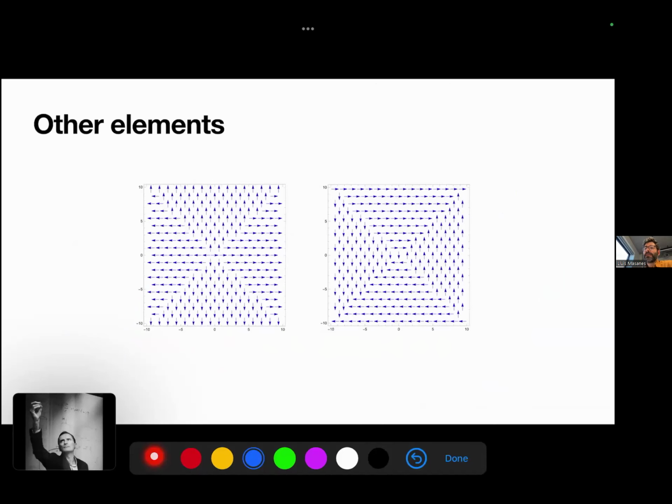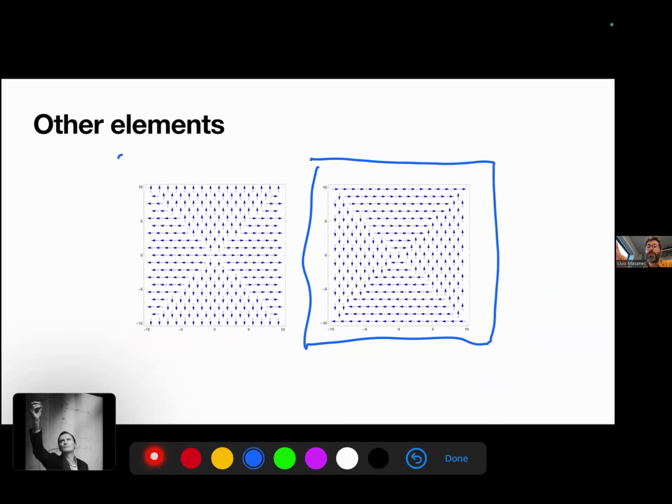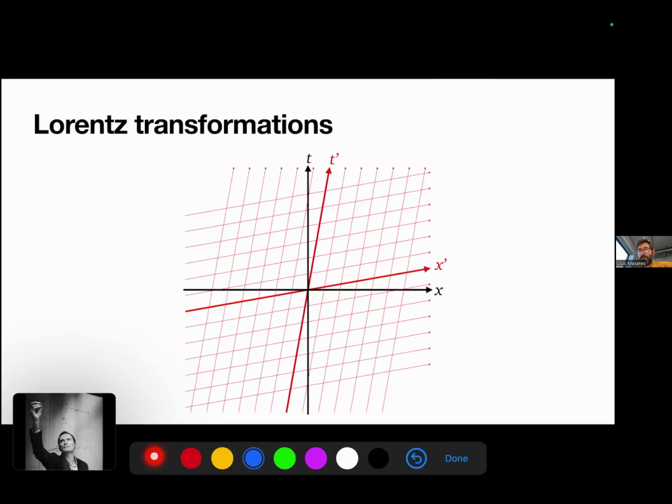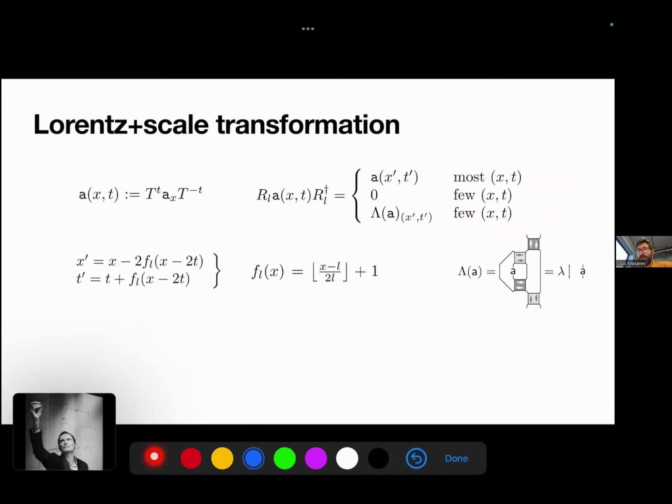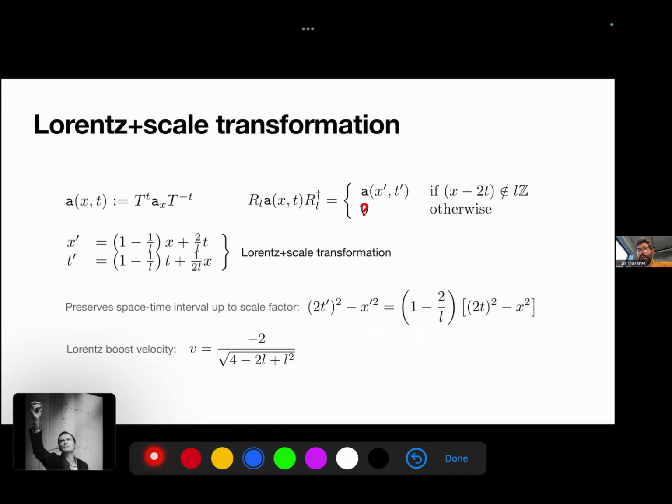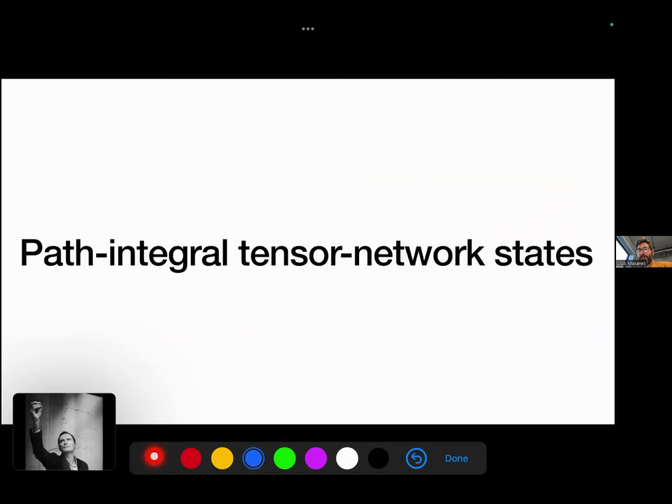You can also construct, this would be like a Lorentz transformation. This would be like a pure dilation transformation. But these are constructed by multiplying the previous generators. So this is just the particular case of Lorentz transformations. And now my plan is to move to tensor network states. Okay, I still have a bit of time.